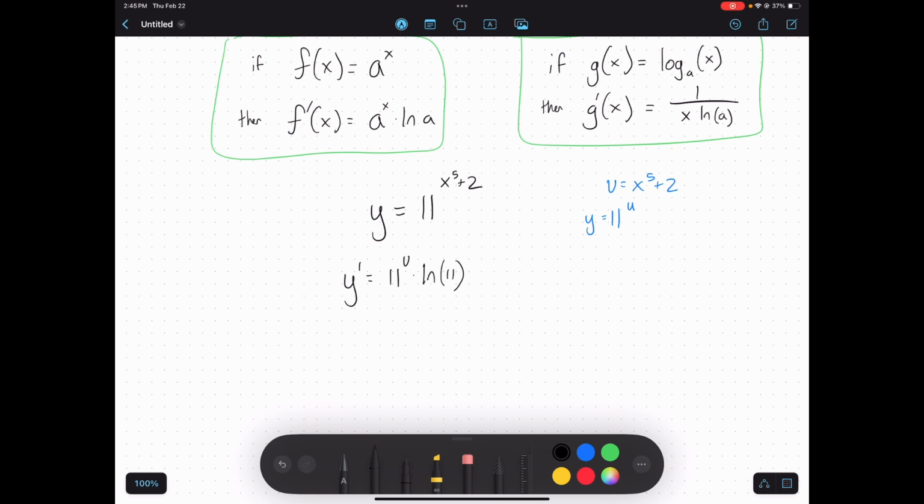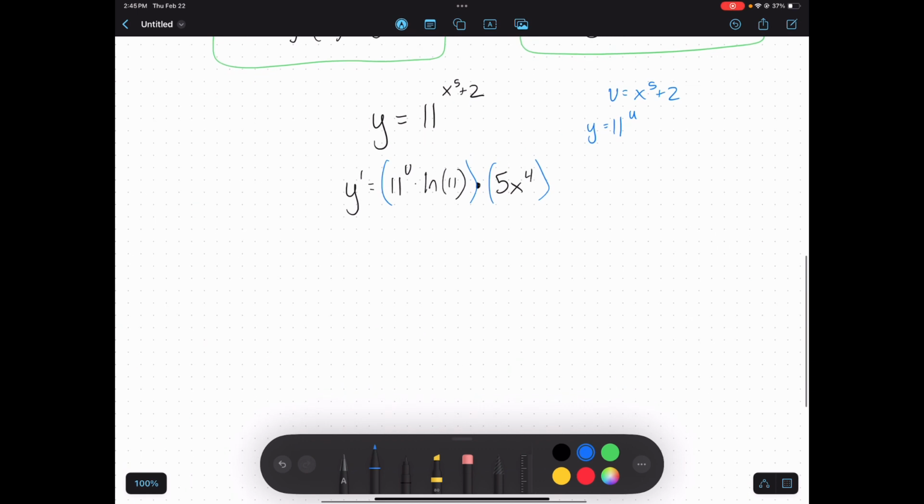Remember, natural log of 11 is just a constant. You can plug that into a calculator. And then I'm going to multiply this by the derivative of my inside function, which of course is just 5x to the fourth. So there's my two different pieces for the chain rule. And of course, to finish this up, I want to put this all back in terms of x. And so I get natural log of 11, I'll put the constant out in front, times 11 raised to the x to the fifth plus 2 power, times 5x to the fourth. And there's my derivative.